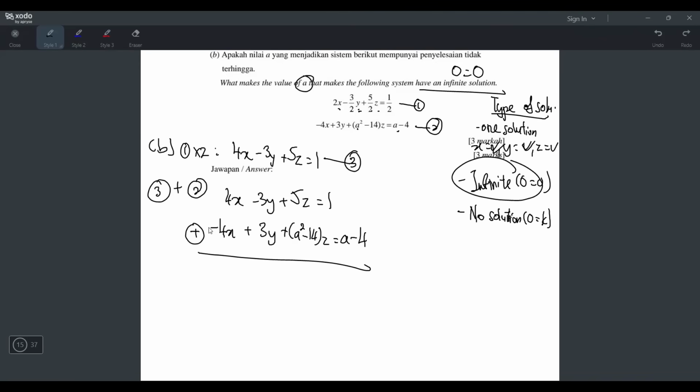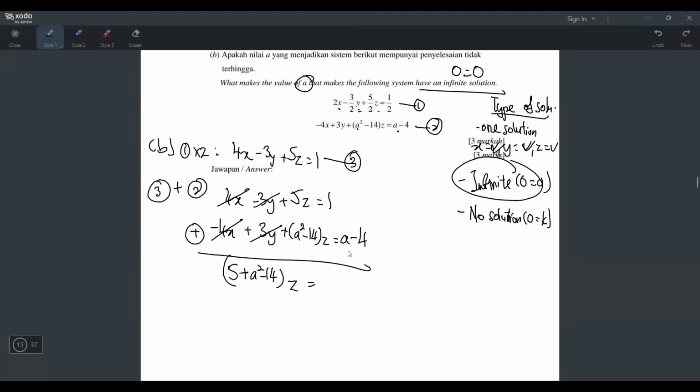So you should eliminate. When you want to eliminate and the signs are not the same, you should plus. 4x plus minus 4x is 0. Negative 3y plus 3y means negative 3 plus 3 also becomes 0. So you're left with this, right? So let's try to take 5z plus a square minus 14. So you end up with 5 plus a square minus 14 bracket z, like this.